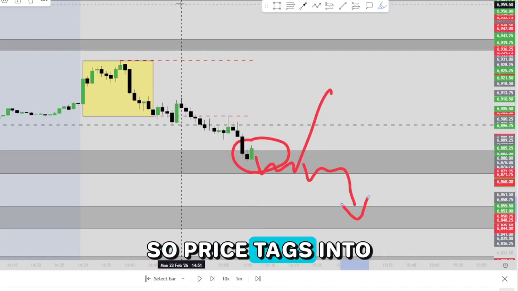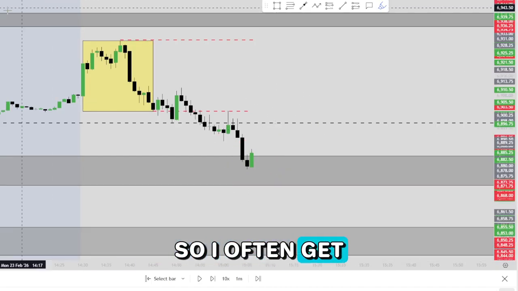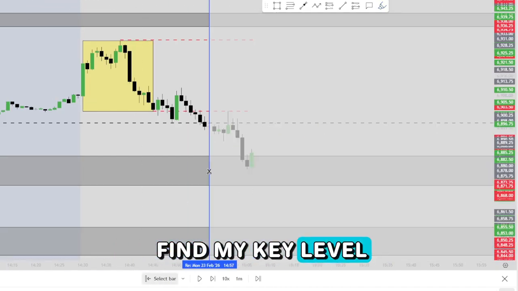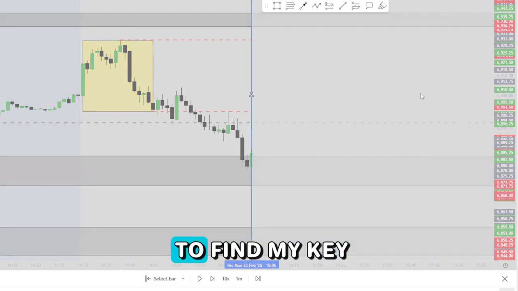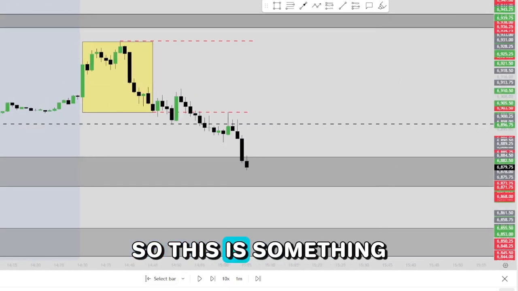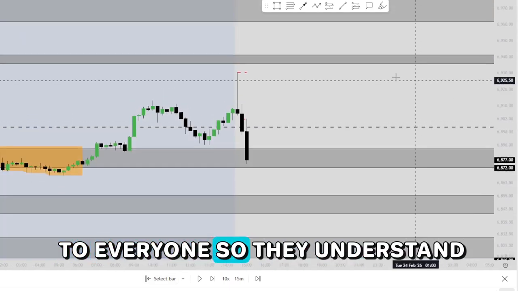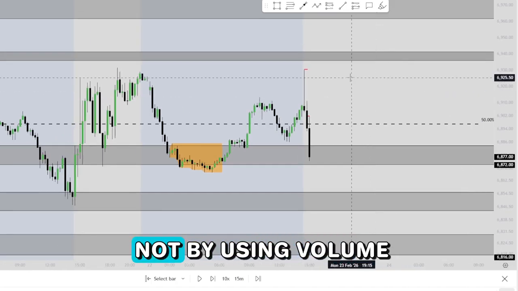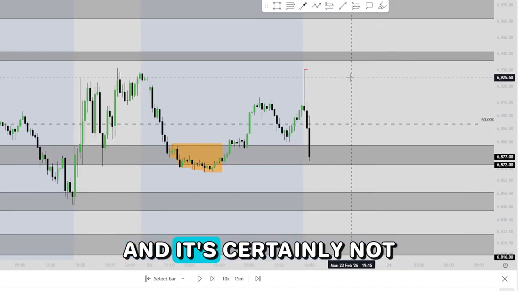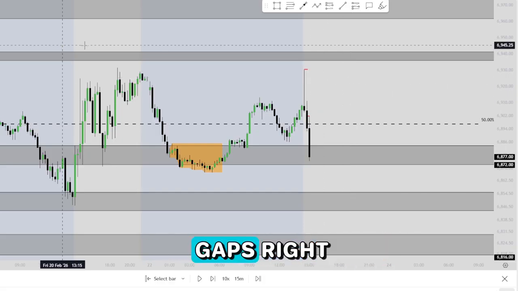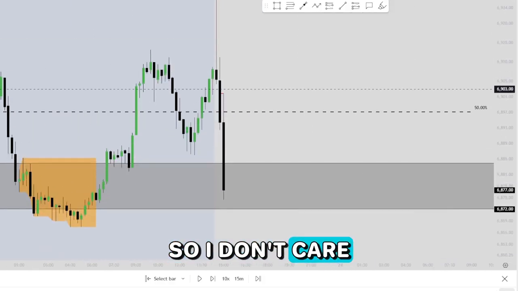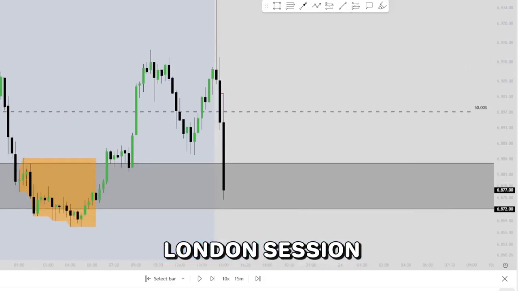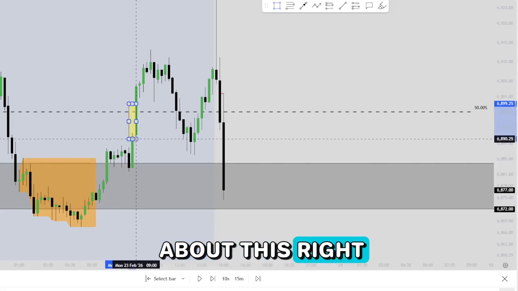So price tags into a key level. I often get questions about how I find my key levels, what criteria I use to find them, right? So this is something I want to break down to everyone so they understand. The way you find key levels is not by using volume, and it's certainly not by using fair value gaps, right? So I don't care that there's a fair value gap in the London session. I don't care about this, right?